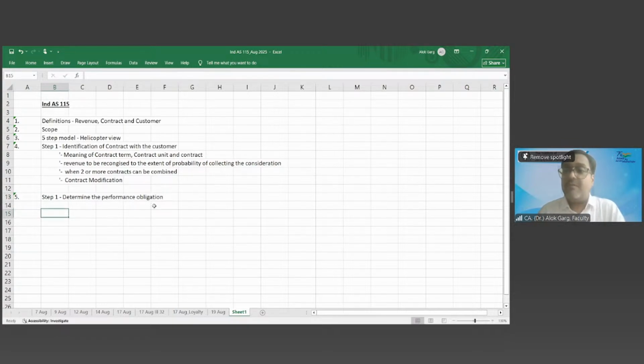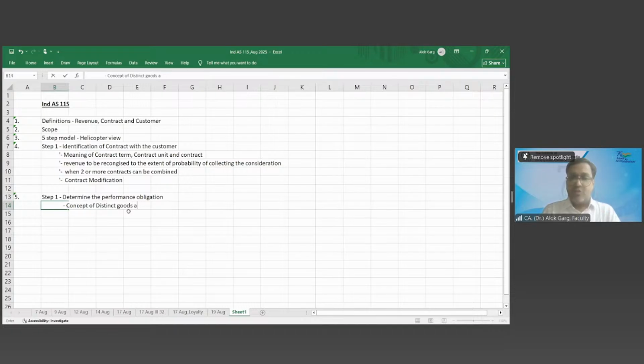In performance obligation, what we discussed, what is your performance obligation? It is a distinct goods and services. And we have covered the concept of distinct goods and services. You remember distinct goods and services and a series of goods.